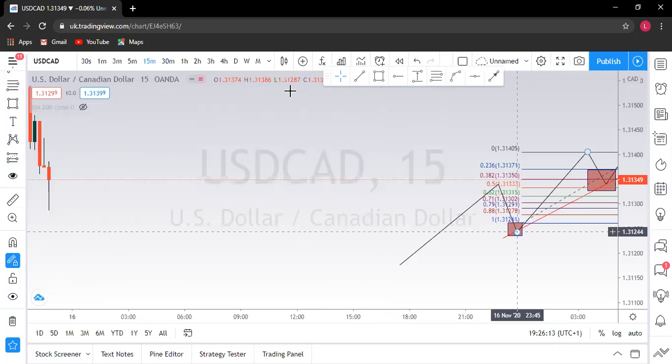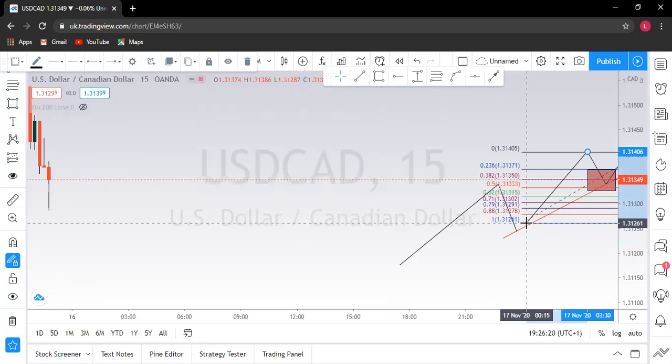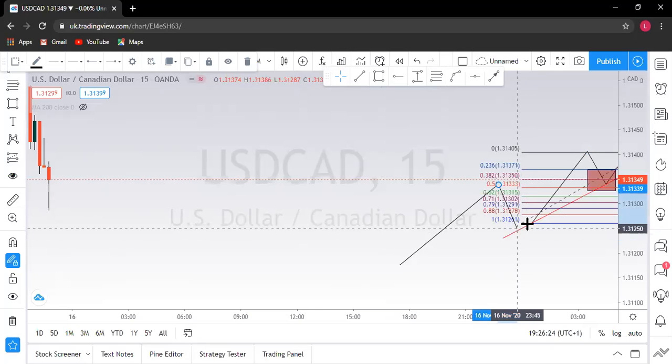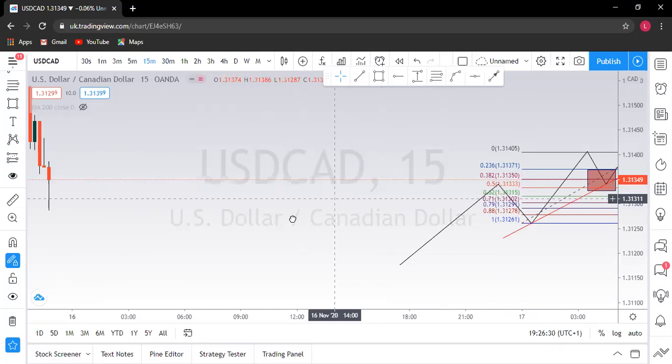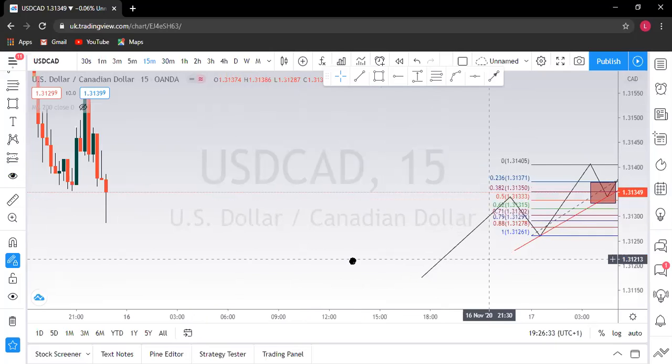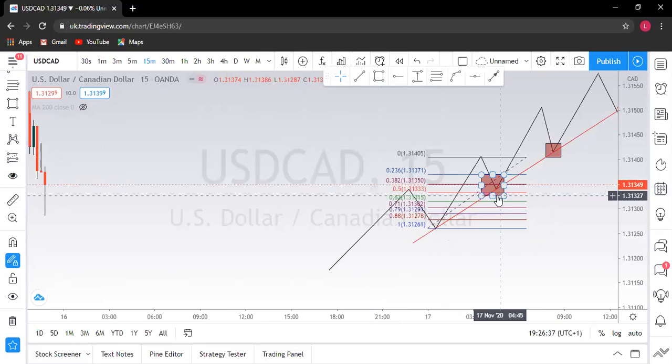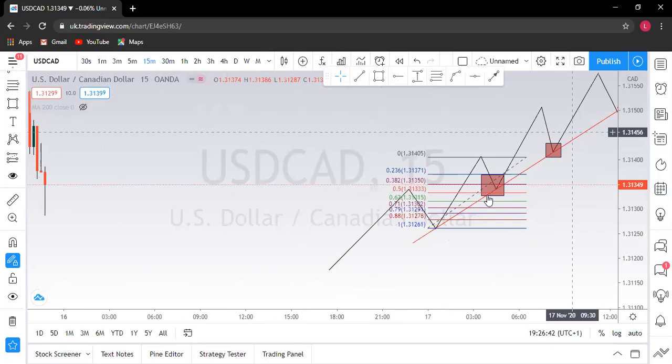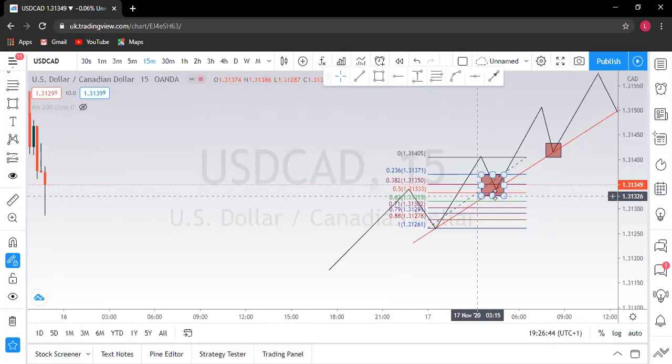I want to adjust something. So now can you see that this will be acting as a confluence for you. Your trend line is there, your Fibonacci is at 0.5, then it is acting as a pullback as well, which will give you a third confluence for you to actually buy that trade.